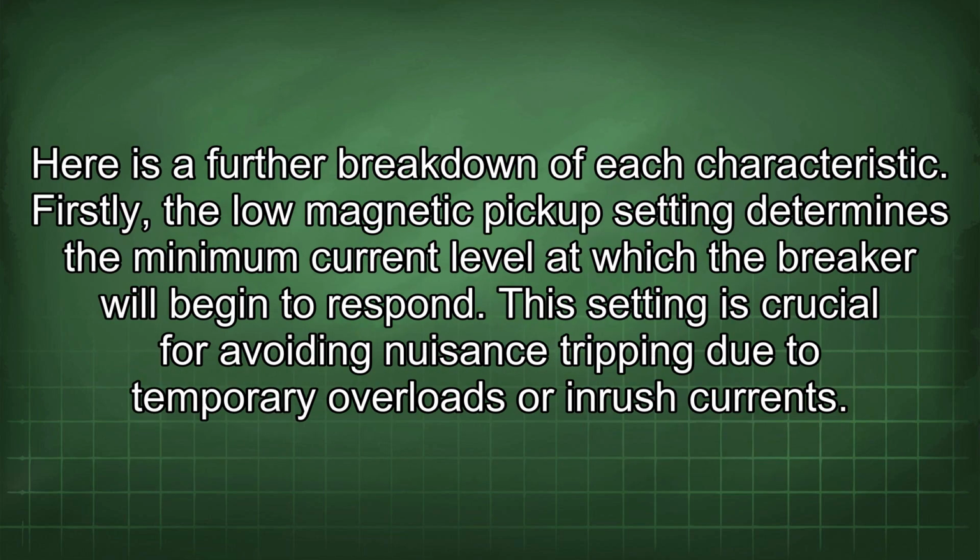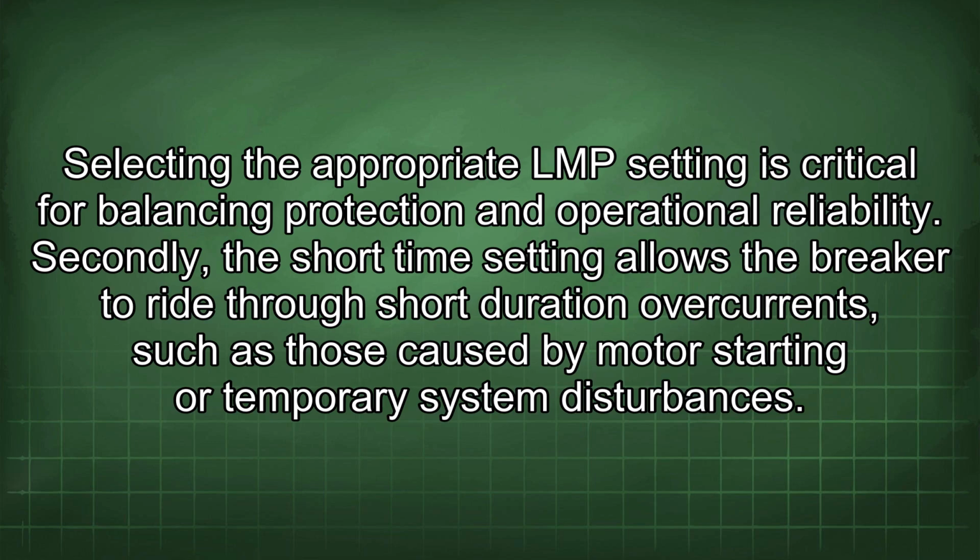Here is a further breakdown of each characteristic. Firstly, the low magnetic pickup setting determines the minimum current level at which the breaker will begin to respond. This setting is crucial for avoiding nuisance tripping due to temporary overloads or inrush currents. Selecting the appropriate LMP setting is critical for balancing protection and operational reliability.